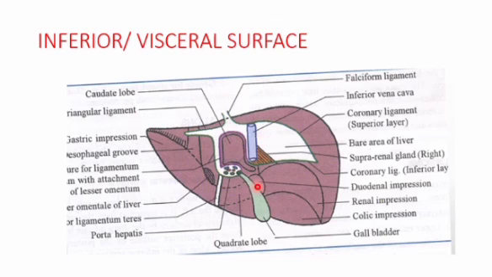Next thing is the papillary process. It's a conical projection which arises from the junction between the lower and left margins of the caudate lobe. So this is the papillary process. You can see the extension.